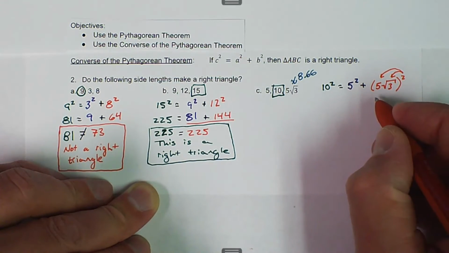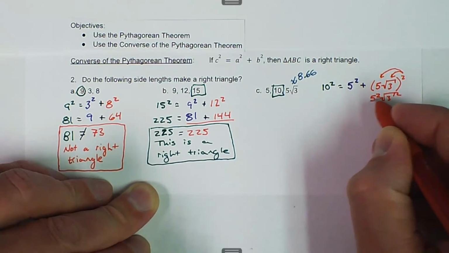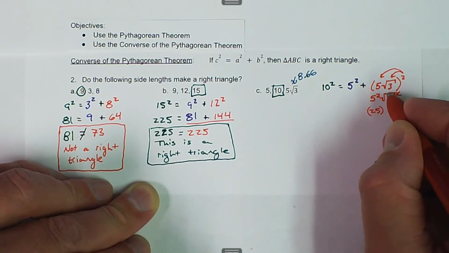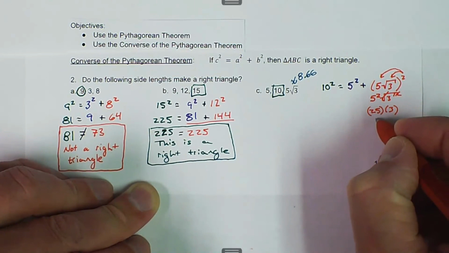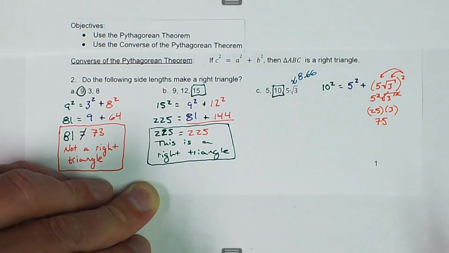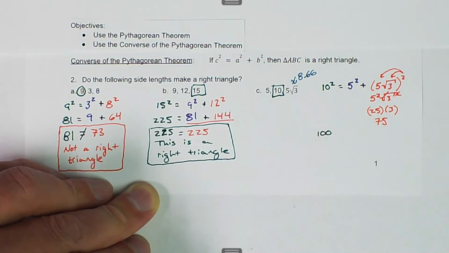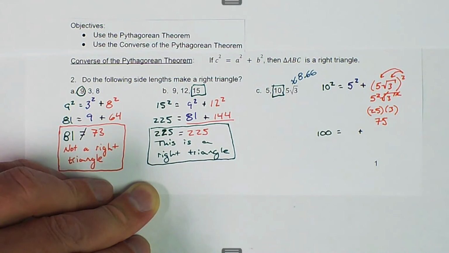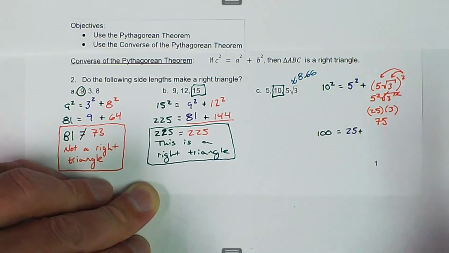So 5 squared times the square root of 3 squared. 5 squared is 25. The square and the square root cancel, and we're just left with 3. So 25 times 3 is 75. So 10 squared is 100. And we want to check the other two. 5 squared is 25. And we already calculated that one was 75.